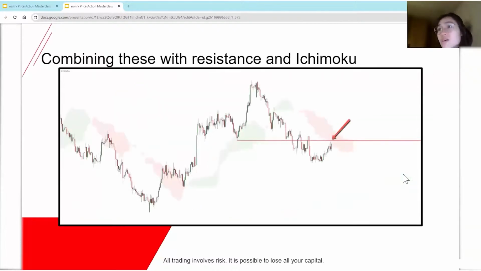Okay. So here we have price bouncing off our Ichimoku cloud. And here we have a swing low support, price breaking out of it, and we are expecting price to continue to bounce off of it.